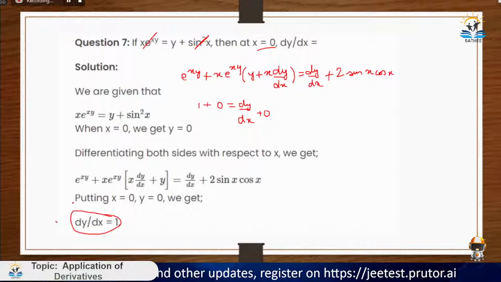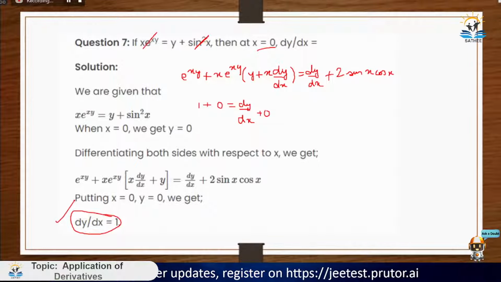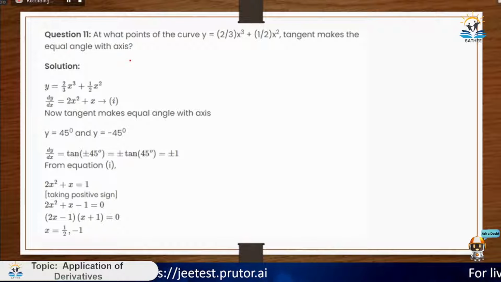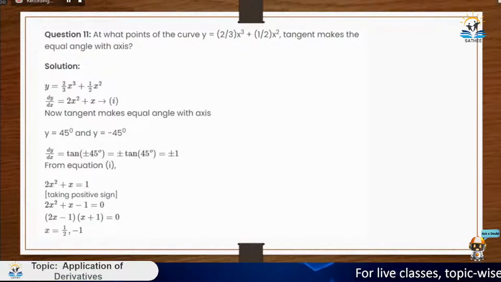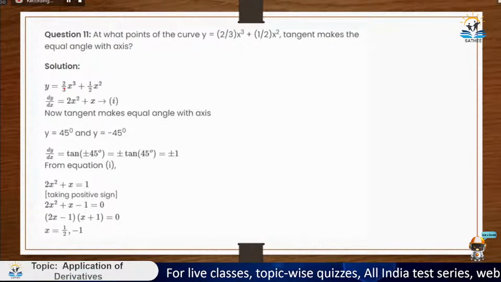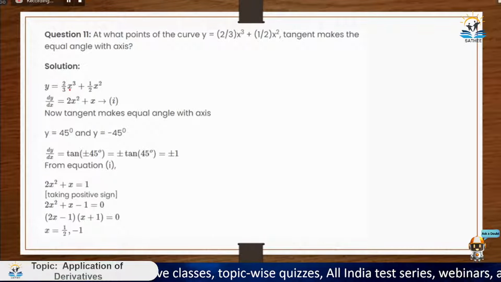Fairly simple question. Okay. So moving ahead, at what points of the curve does the tangent make equal angle with the axes? Okay, so you have to find the points where the tangent makes equal angles with both axes, x and y axis. So firstly we will find the slope of the tangent. How will we find it? By dy by dx. So dy by dx is 3x square, so 3 and 3 will cancel, so you will get 2x square plus x.